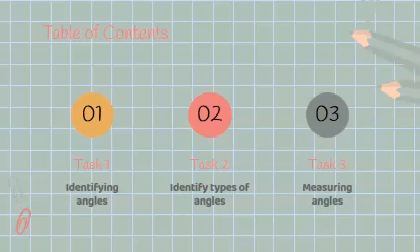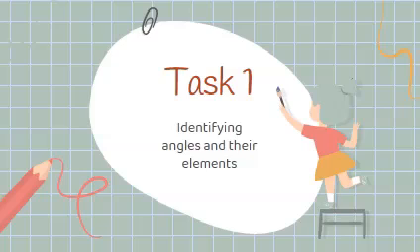And now I'm going to start with the last chapter, which is about angles. The first thing we have to do is to identify the angle. What's the meaning of an angle? Then we are going to talk about the types of angles, and then we are going to measure an angle. So, first of all, let us start by identifying angles and their elements.